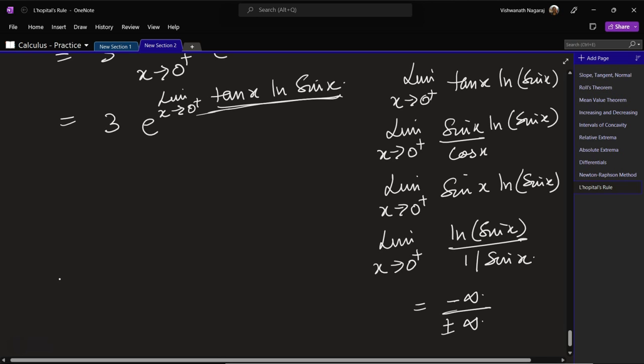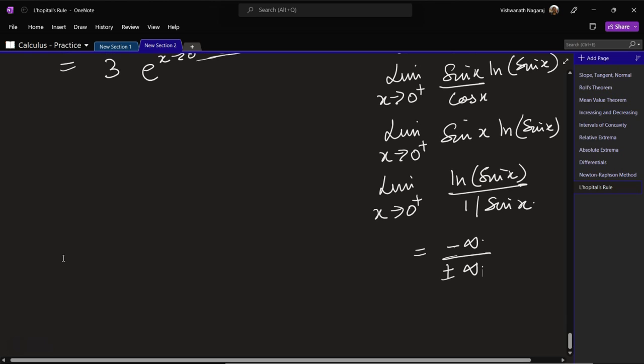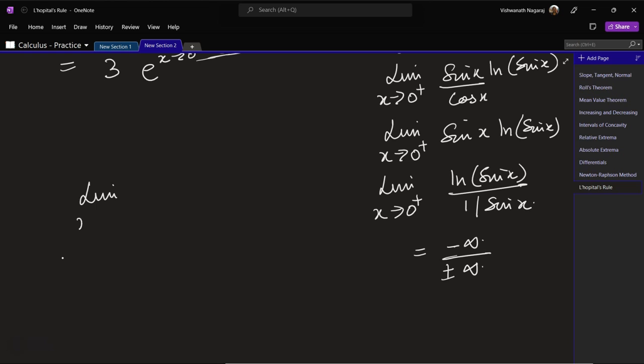Right? So that means we can apply L'Hopital's rule here, which means we can differentiate the numerator and denominator. Okay, what I'll do is I'll do it here itself. The limit as x approaches 0 from the positive side. Now I'm going to differentiate the numerator and the denominator. This will become 1 by sin x times cos x, divided by the derivative of 1 by sin x. We have to differentiate. What do we get? We can write it as sin x to the power of minus 1, so that will be minus 1 by sin square.